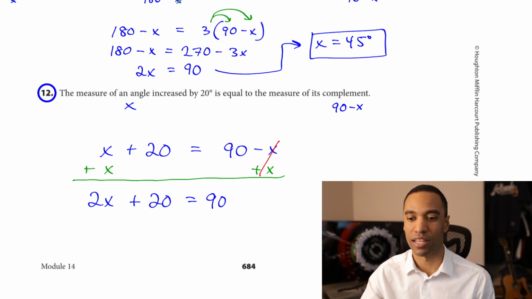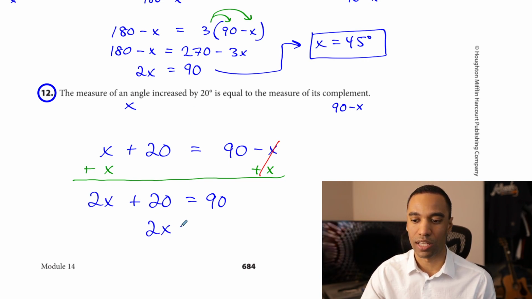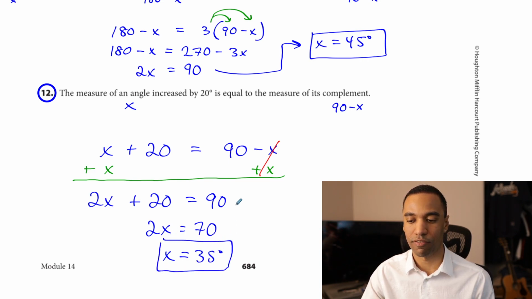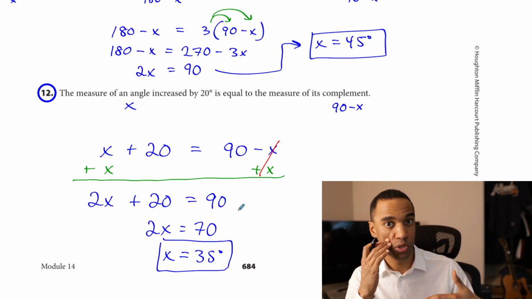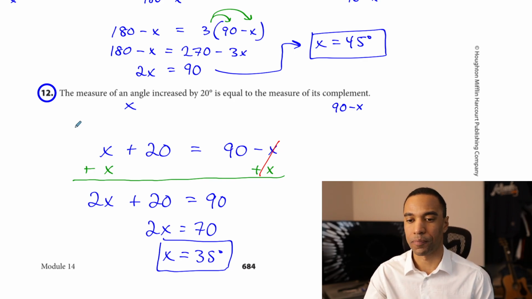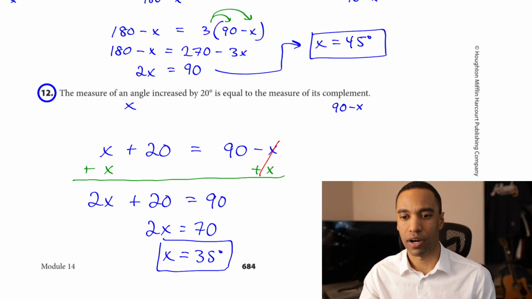Anyway, add x to both sides, subtract 20 from both sides, you get 2x equals 70, divide by 2, you get x equals 35 degrees. Apparently, there's some original angle, 35 degrees, that if I increased it by 20 to make 55, that would be its complement. And that makes sense. 35 plus 55 is 90. So those do seem to work out. Okay, I have one more question here. I'm going to move on down to it.